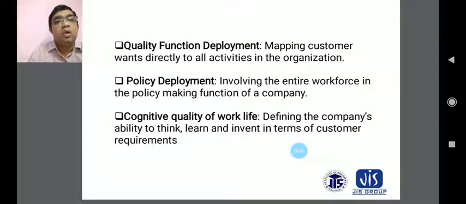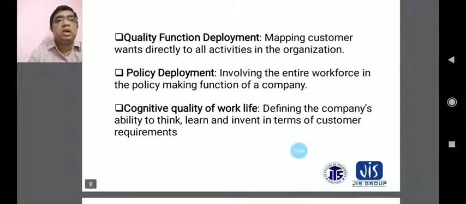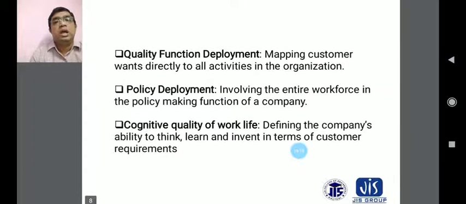This is the work for the functioning capability of your company. And another thing, cognitive quality of work life. Cognitive quality of work life is essential for employment, and it defines the company's ability to think, learn and invent in terms of customer requirements.